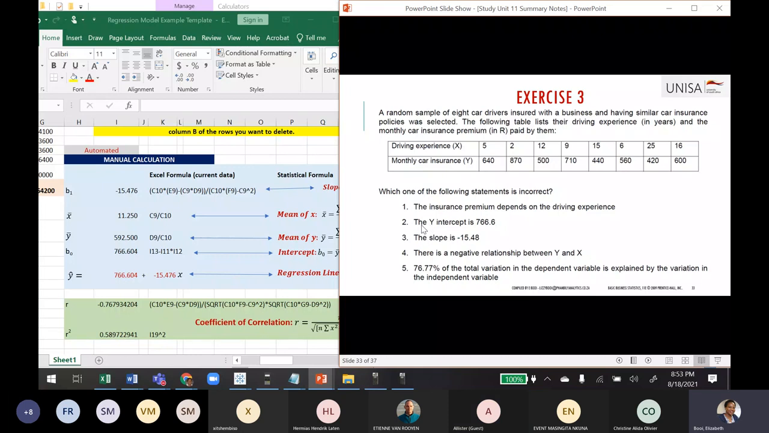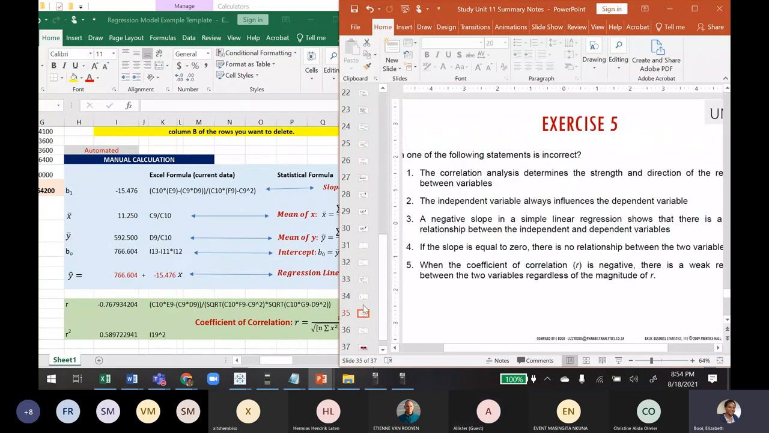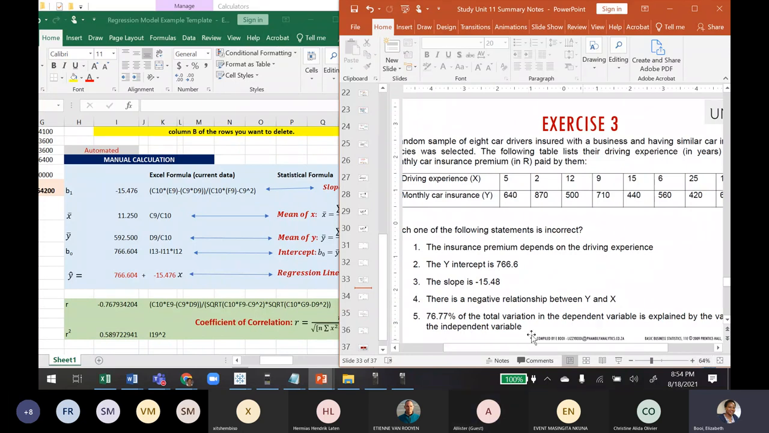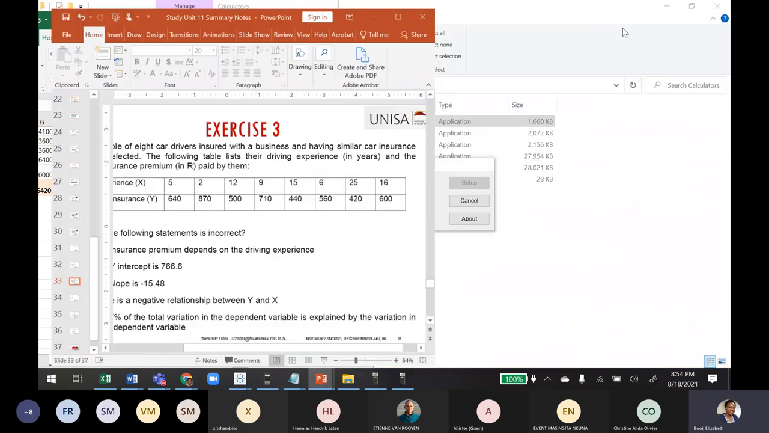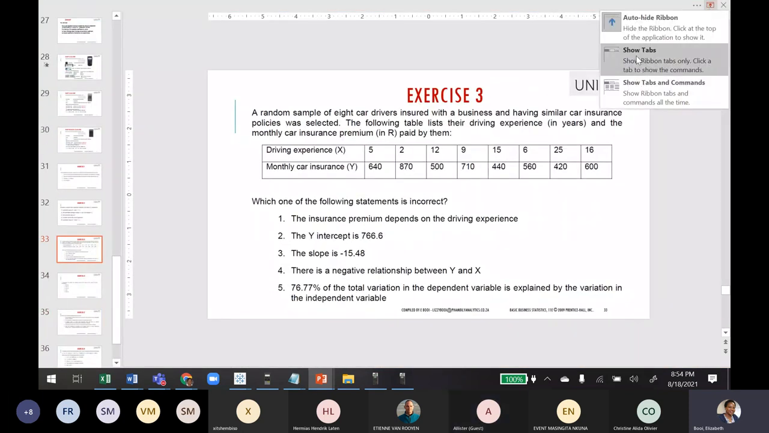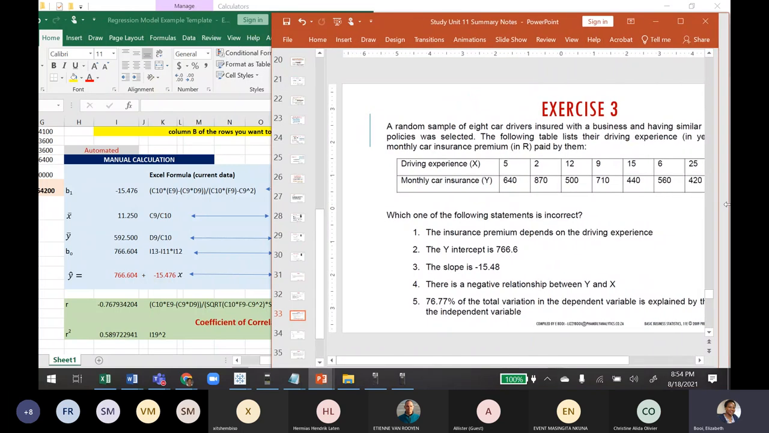So number two says the y-intercept, which is the B0, is 766.66. That's correct, because that's what we got. So the y-intercept here, I cannot write because I'm in view mode. Okay, so let's make it non-view mode. I cannot increase the size. I can hide. Oh yeah, no, cannot hide. Okay, I hope you are able to see.